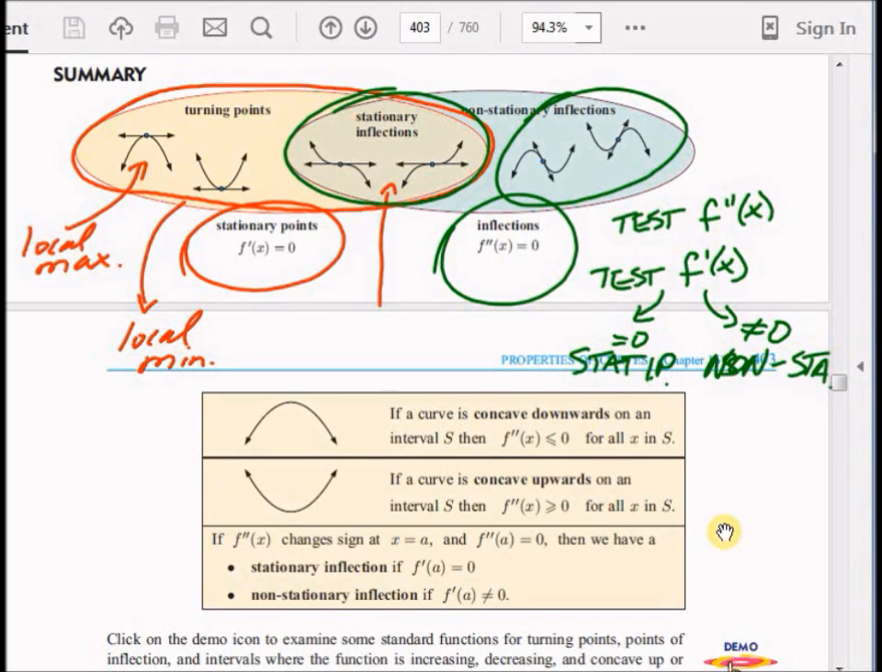Here's another way of stating what I just said up above. If the curve is concave down on an interval, then the second derivative is negative. If the curve is concave up, then the second derivative is positive. But this is what I said up above. If the second derivative changes at a certain value, we'll call it a, and that second derivative equals 0, then we have inflection points. We can categorize those inflection points into stationary and non-stationary then by testing the first derivative at that point. If it equals 0, it's a stationary inflection. If it does not equal 0, it's a non-stationary inflection.